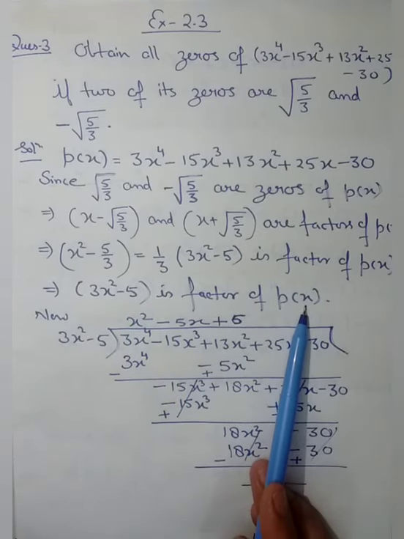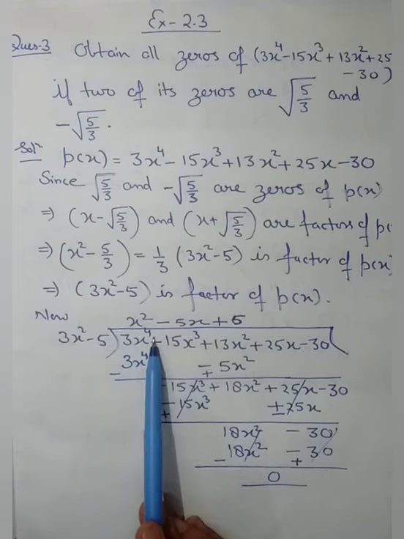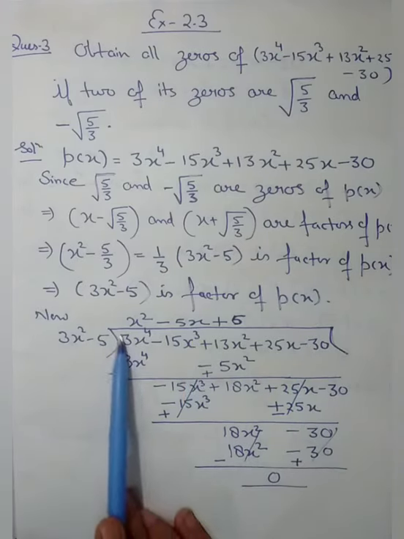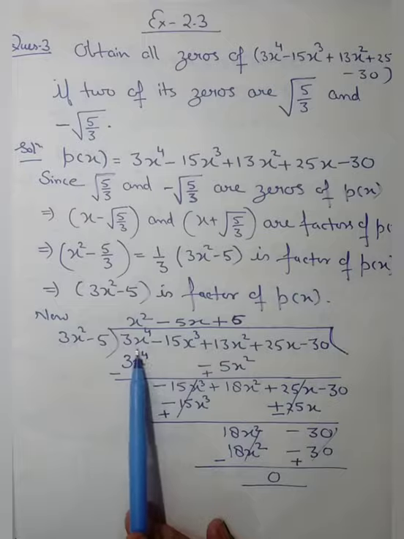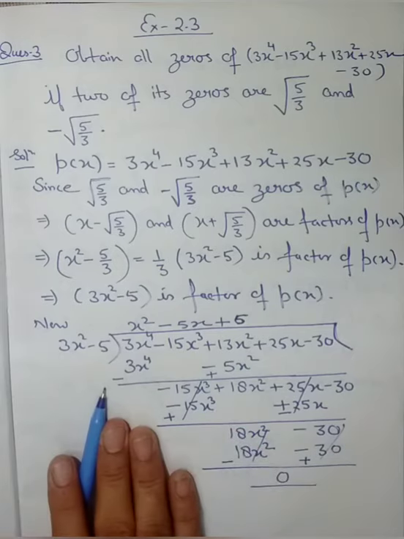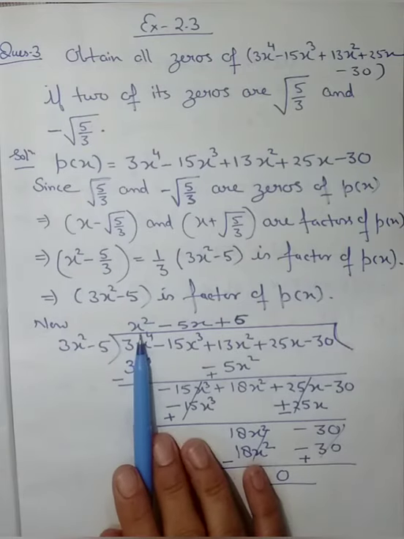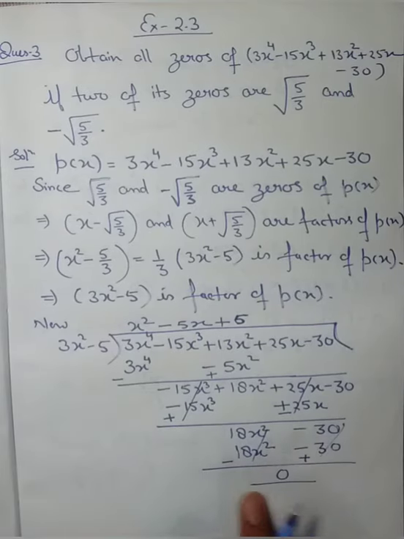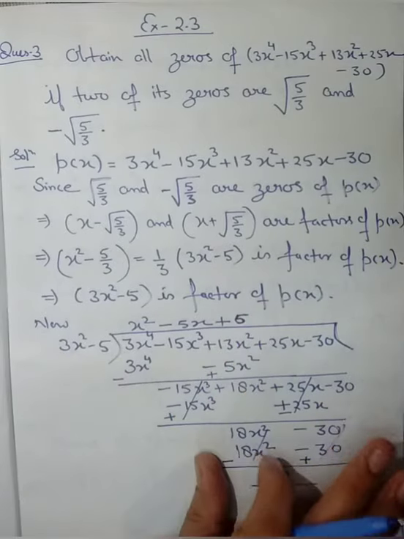Now to get more zeros, we will divide the given polynomial p(x), 3x^4 minus 15x cube plus 13x square plus 25x minus 30, by 3x square minus 5. As we do, we will divide firstly the highest degree term of the dividend by the highest degree term of the divisor. This way, after completing the division process, we get the quotient x square minus 5x plus 6 and the remainder is 0. Once again here the remainder is 0. It proves that 3x square minus 5 is a factor of p(x).